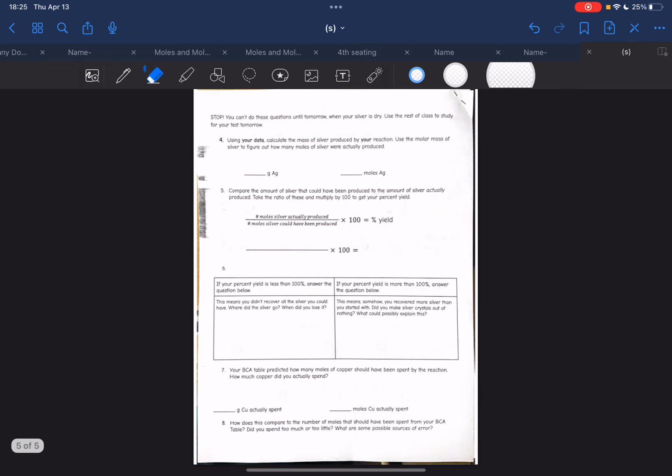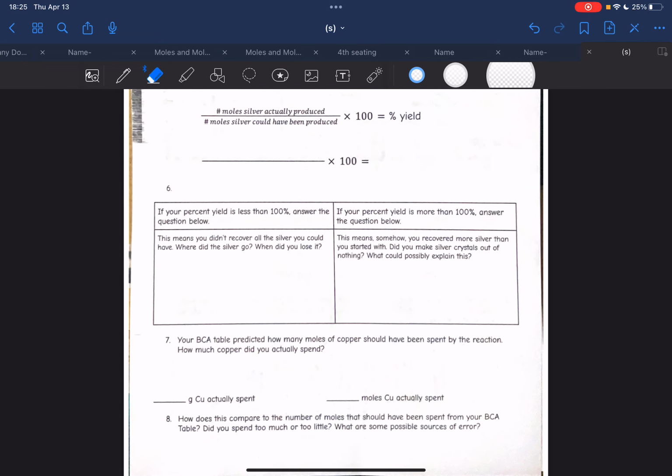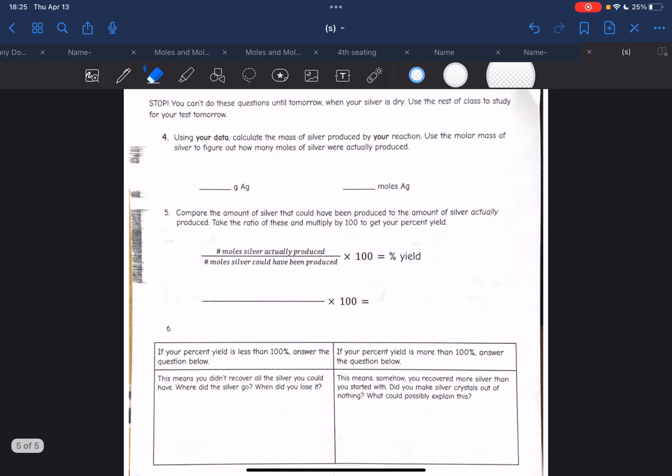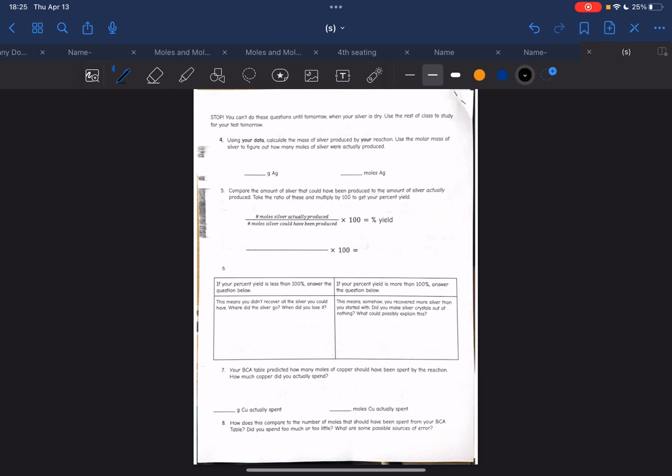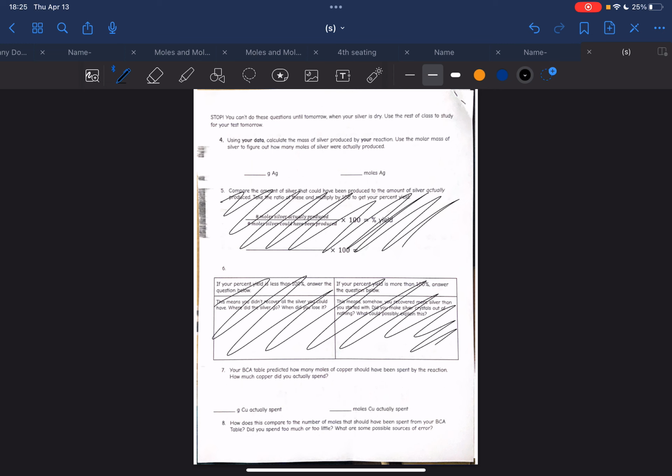Then you can do the rest of the back page. Not all of the back page. I wonder if you're watching this on Thursday. I hope you are. Not all of this back page is going to be on the test. I mentioned that the test is going to be lab related. None of this, so like percent yield is not going to be on there. This is not going to be on there.